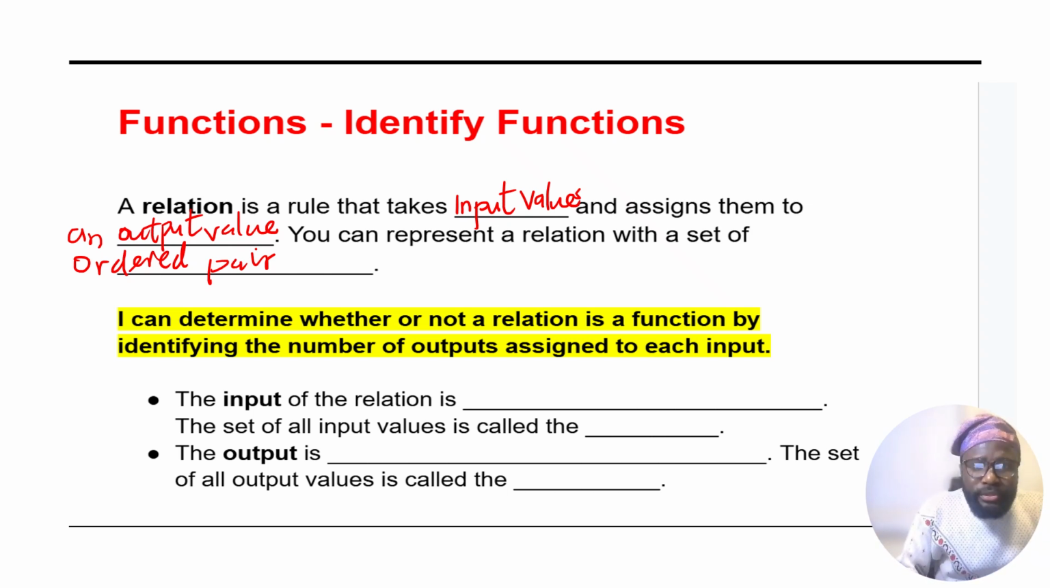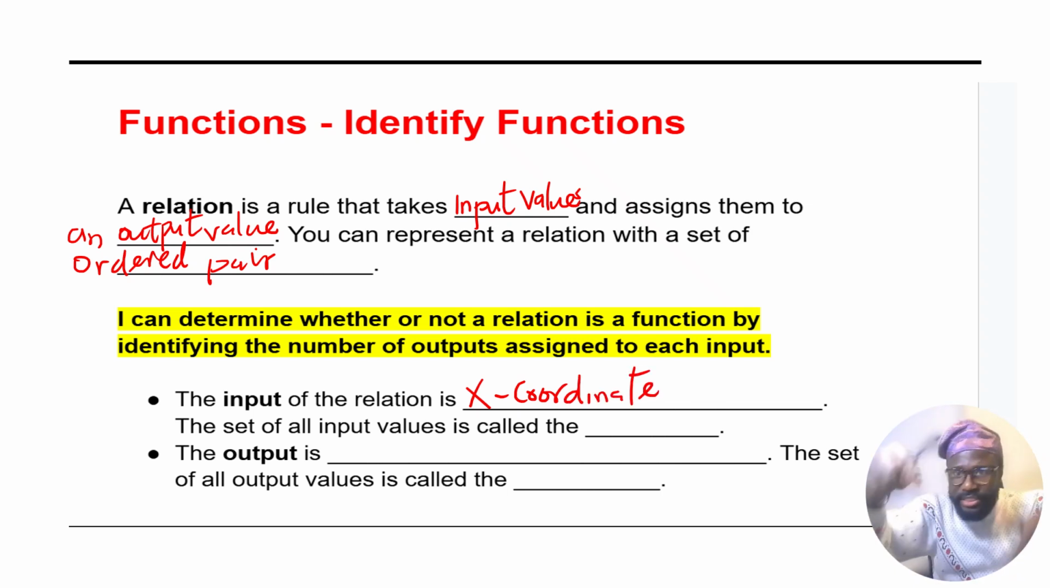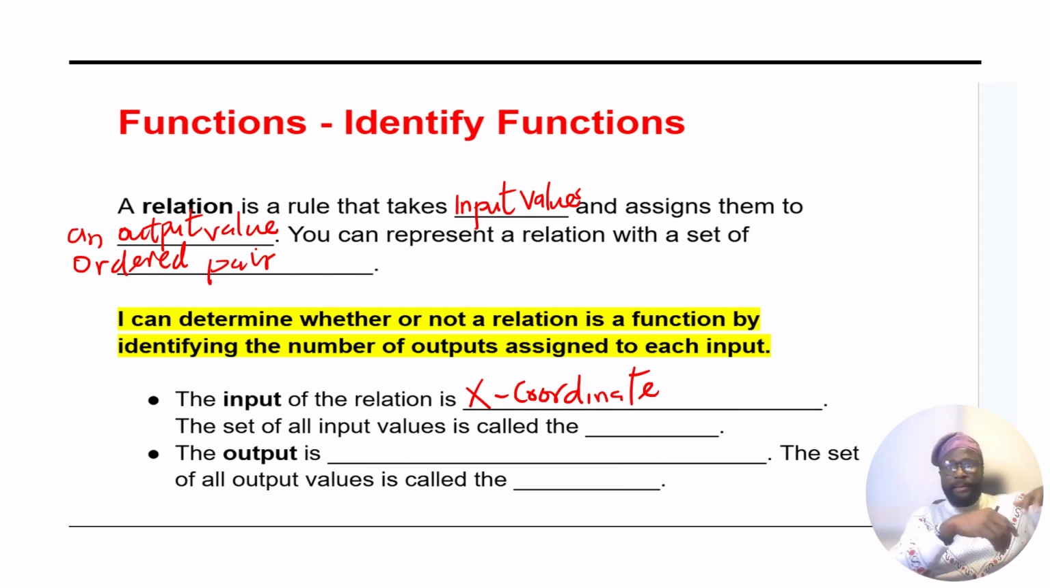The input of the relation is called the x coordinate. The digit number you put on your ATM, me striking the code, me clicking zero sugar, those are inputs, and that's what we call the x coordinate mathematically. The set of all inputs is what we call the domain. So if I have more than one x coordinate, more than one input, the set of all inputs is what we call the domain.